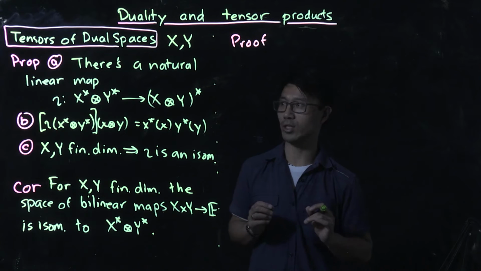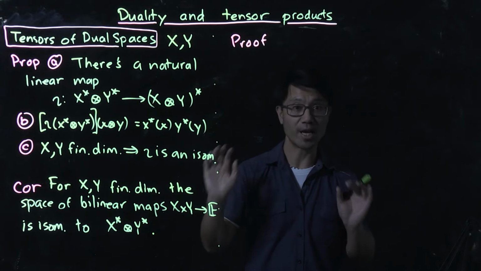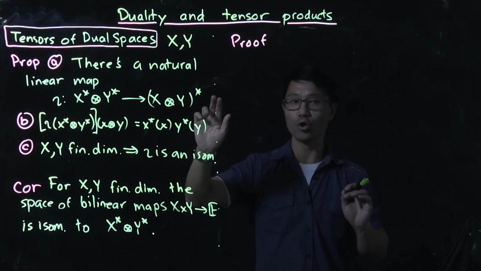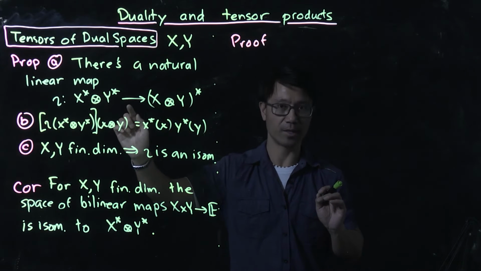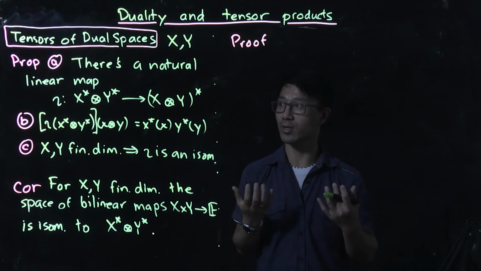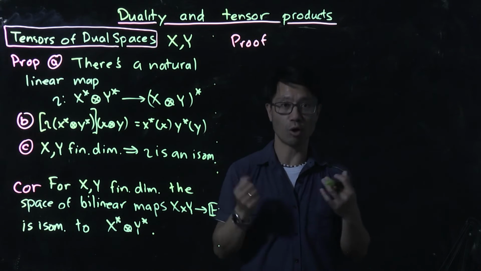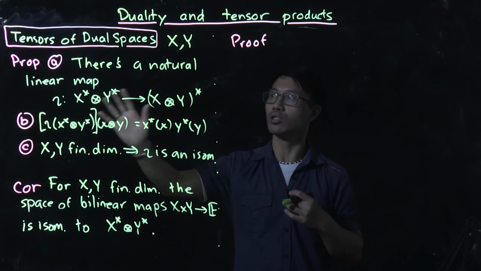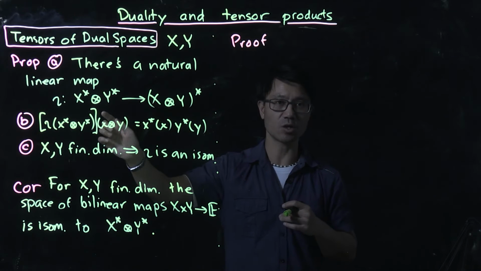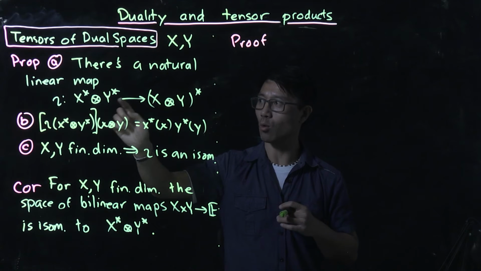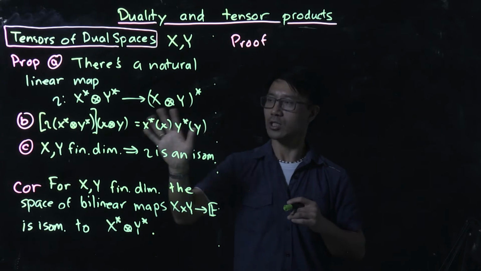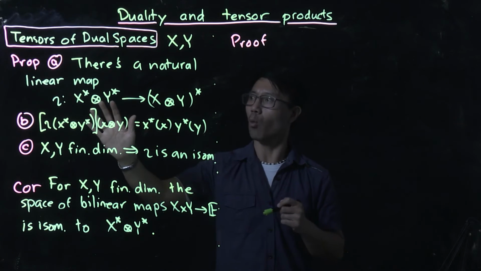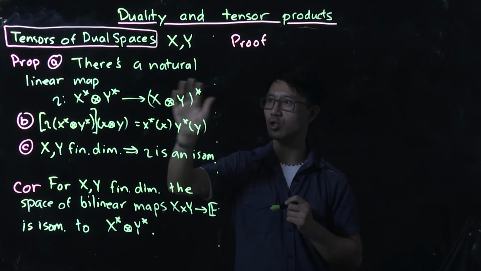One very natural question we have is: is there a relationship between the dual of X tensor Y and the tensor product of the dual of X and the dual of Y? And the answer is that there's actually a very strong relationship between them. So firstly, there's a natural map from X star tensor Y star to (X tensor Y) star. So let's see how that works. What does it mean to map to this dual here?